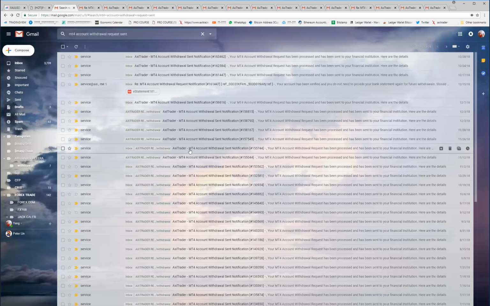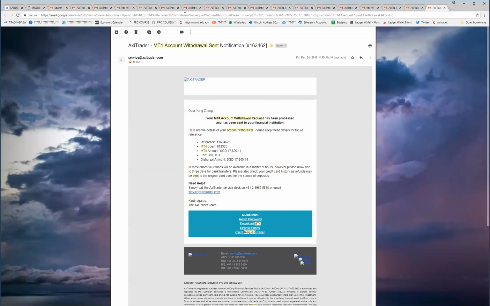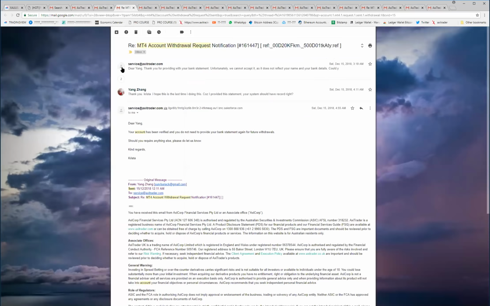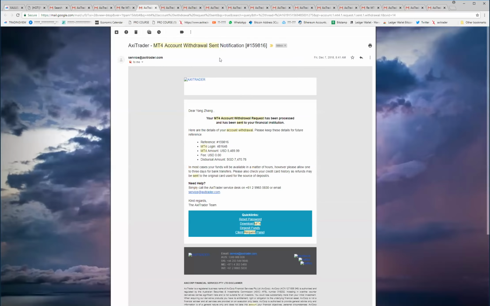These are the MT4 withdrawals sent. Let me include the two. October 29, US dollar 5K. October 19, 7K. December 15, 11K Sing dollar. December 7th, US dollar 5K. December 3rd, US dollar 65K. December 3rd, Sing dollar 11,000. November 28th, US dollar 3K.